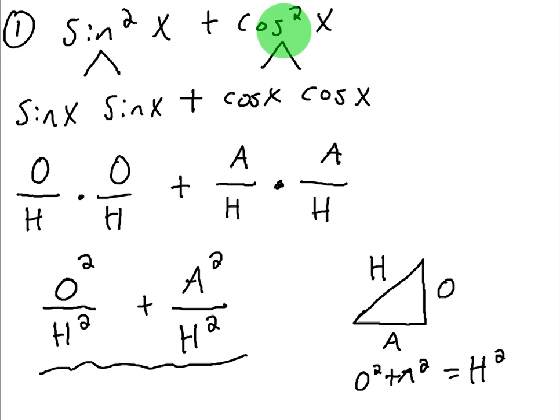So first we have sine squared of x plus cosine squared of x. The question is, does this equal anything? And if so, what does it equal, and can it be simplified? That's what we're going to show in this proof.